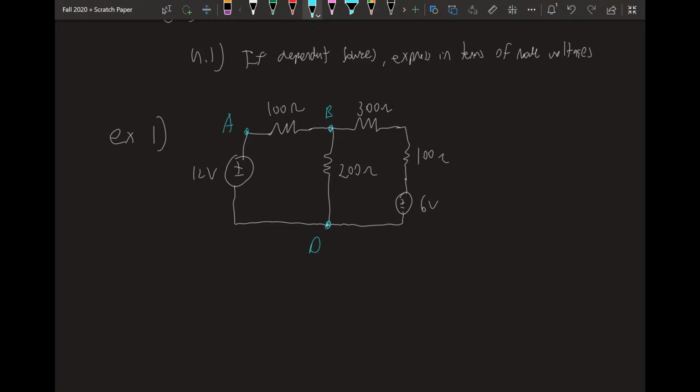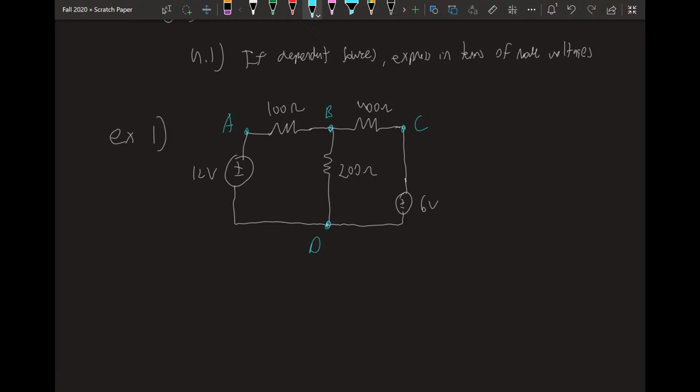I'm going to combine these two resistors over here into one because they're in series. So I'm going to make this 400 ohms, and I'm going to get rid of this. And I'm going to call this node C. And then I'm also going to draw my currents in.